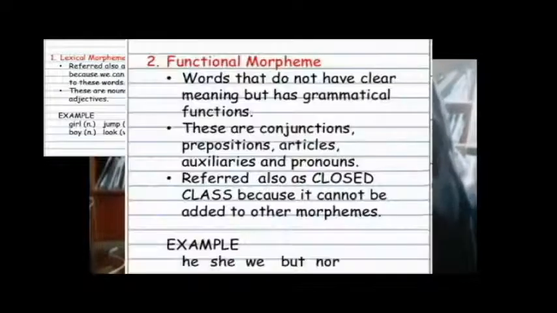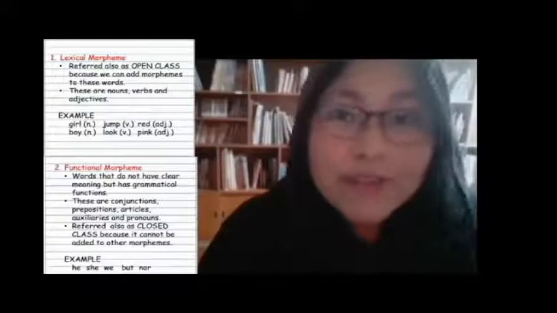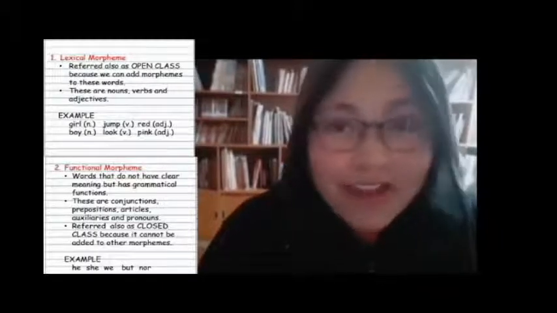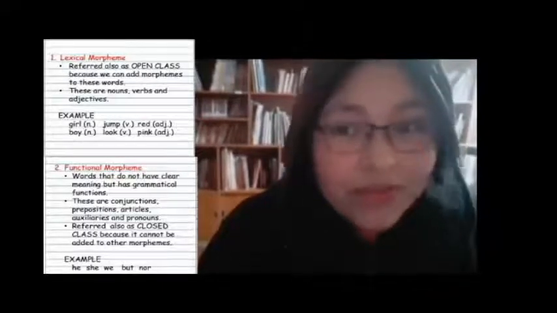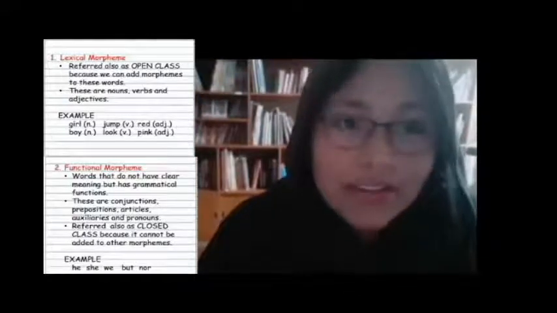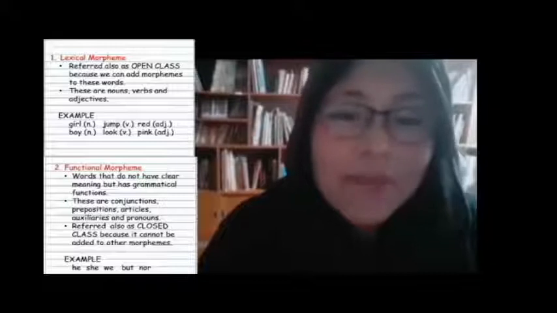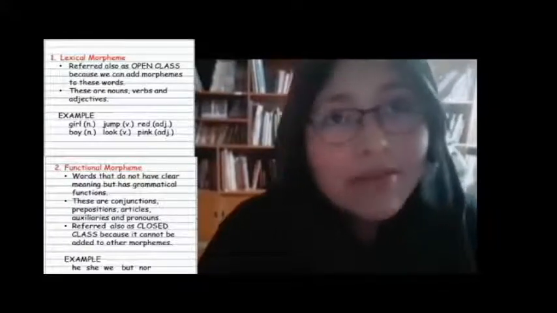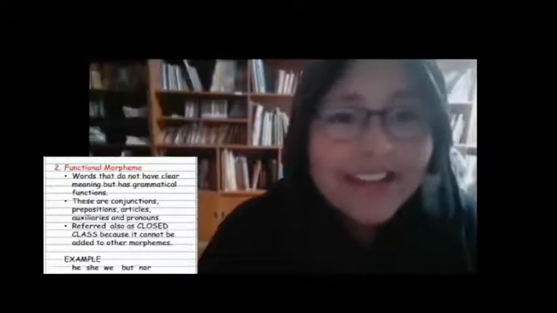Functional morphemes are the set of conjunctions, prepositions, articles, and pronouns. We cannot add new functional morphemes to the language. We call these closed class words. For example, and, but, when, because, on, near, about, the, that, etc.